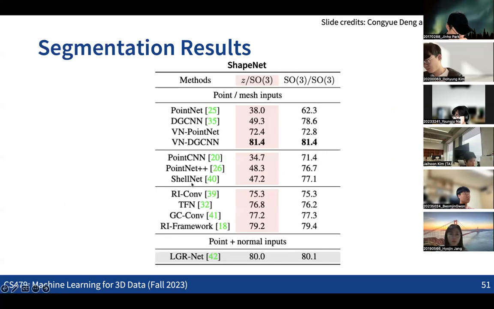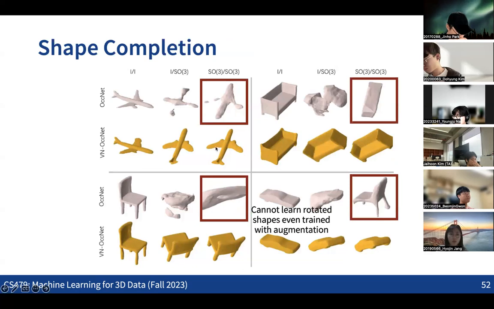These are also some results of the segmentation. You can see that the vector neuron DGCNN achieves better accuracy, and also in the shape completion cases, you can see that the output becomes much more complete compared to other cases that do not have rotation invariance and equivariance. And these are some of the outputs. So any questions on this?